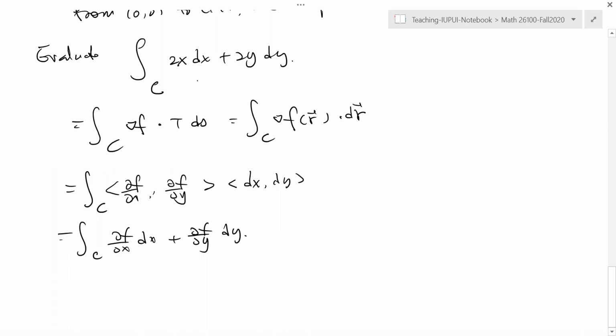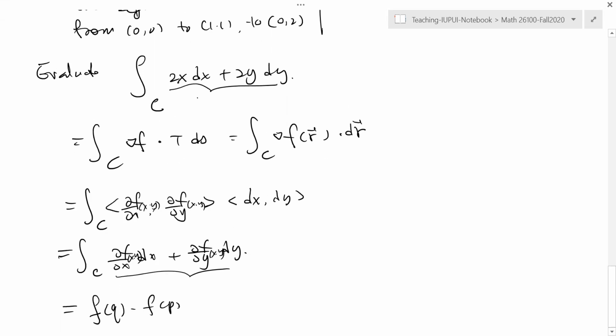And I can even put more details here, with x and y as the variables in the coefficients. So if the line integral can be written in a form like that, then this is just equal to the value at the two endpoints, f of Q minus f of P. Now, what is point P?